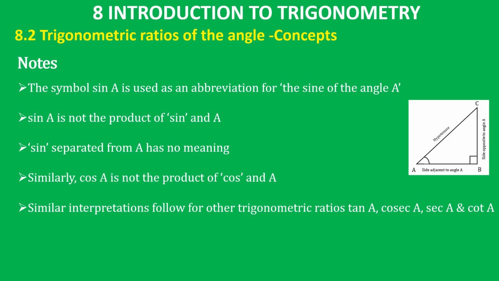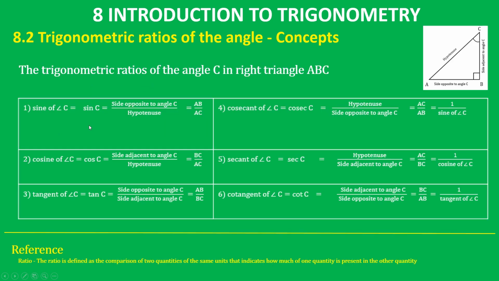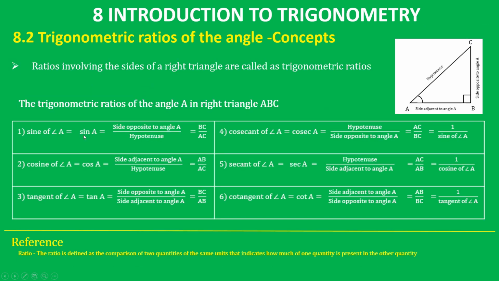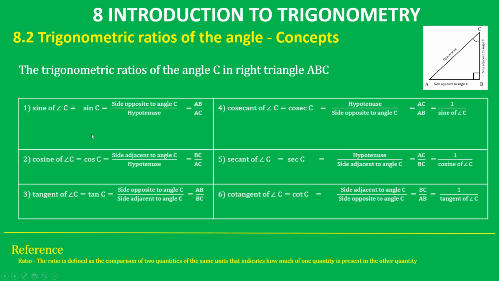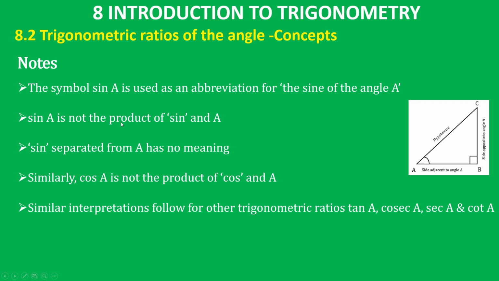This slide specifies some notes, which means you should be very cautious. The symbol sin A is used as an abbreviation for the sine of angle A. It is not the product of sine and A. You should be very cautious. Sin separated from A has no meaning, correct? This separation has no meaning.